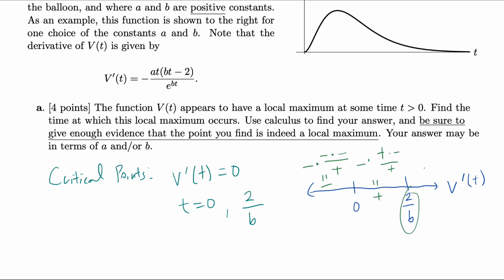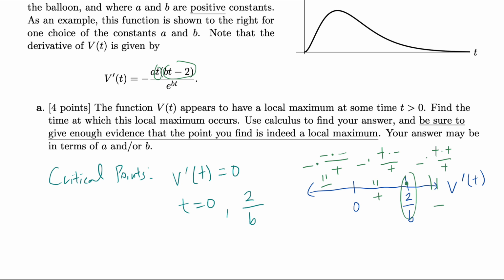What about to the right of 2 over b? Well, when I plug in something larger than 2 over b, first of all, t is positive because 2 over b is positive. bt minus 2 was 0 at 2 over b, but now you're plugging in something larger than 2 over b. Since you're multiplying t by b, which is positive, as t increases, this entire thing is going to go up. This entire thing is 0 when t is 2 over b, so when I plug in something larger than 2 over b, now this thing becomes positive. So what we get now is negative times positive over positive. So this thing is negative.